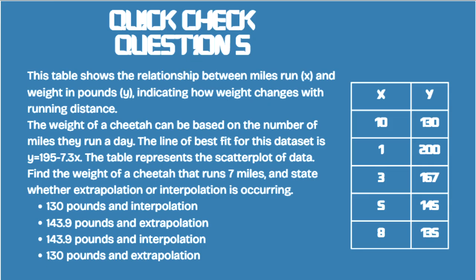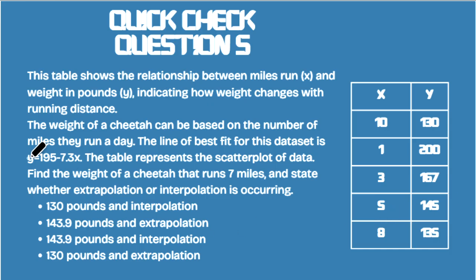Quick check question 5. This table shows the relationship between miles run, X, and weight in pounds, Y, indicating how weight changes with running distance. The weight of a cheetah can be based on the number of miles they run a day. The line of best fit for this data set is given. The table represents the scatter plot of data. Find the weight of a cheetah that runs 7 miles and state whether the extrapolation or interpolation is occurring.